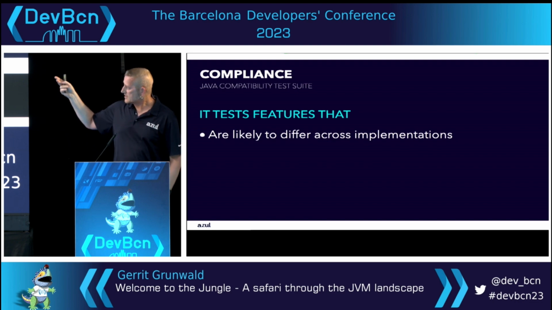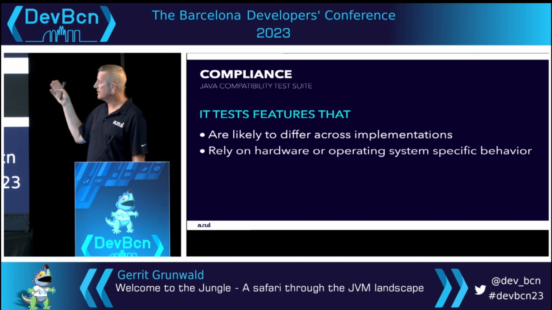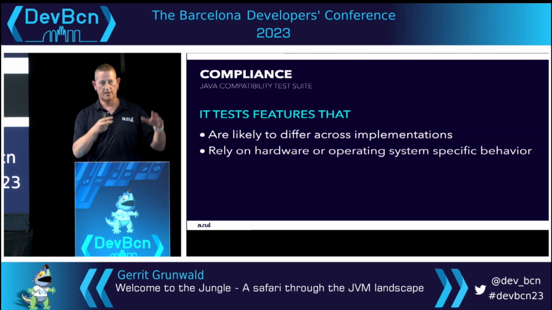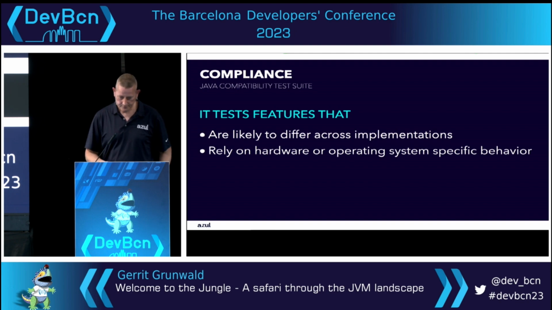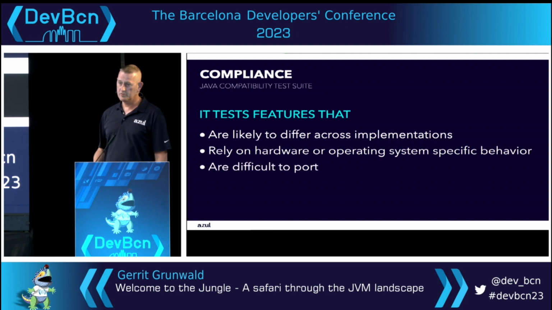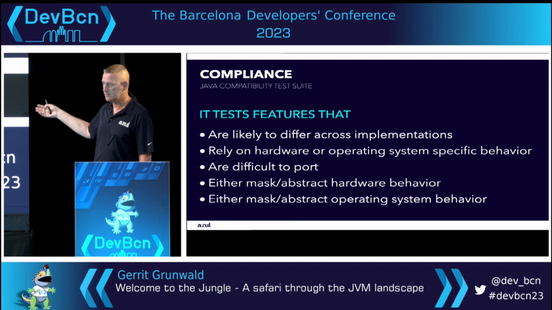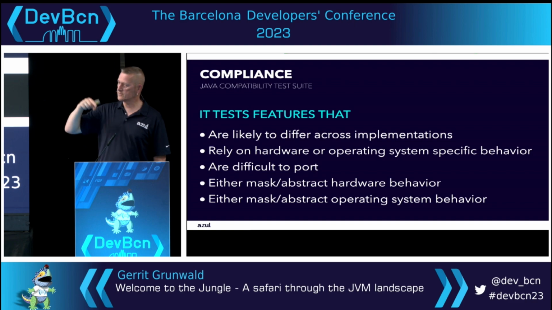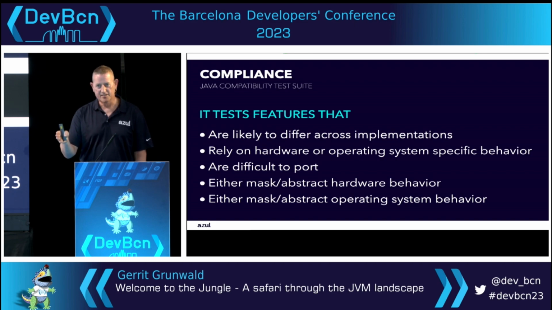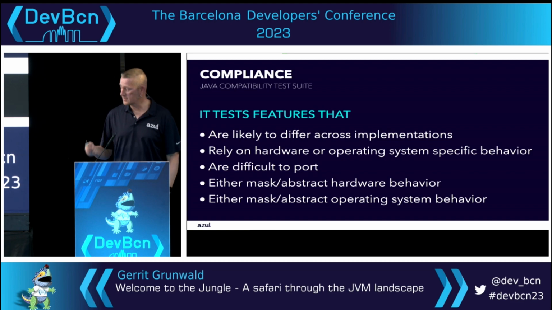And for example, it tests features that are likely to differ across implementations, or that rely on hardware or operating system specific behavior, because running on a Mac is different from running on Linux, is different from running on Windows and other platforms that we know, or that are difficult to port, or that mask abstract hardware or operating system behavior. These are the tests that run, and it's lots of tests, and it takes a long time. And we have to make sure to run these tests, and when I say we, it's all the companies that build that stuff. There is a release date, and we have to make sure that it's finished on the day so that we can publish all the packages, right? And it takes a long time.